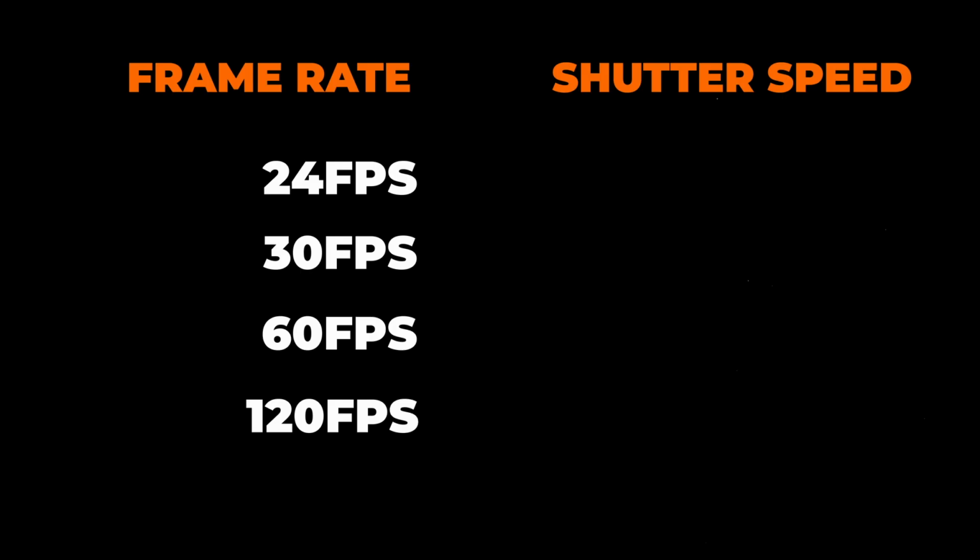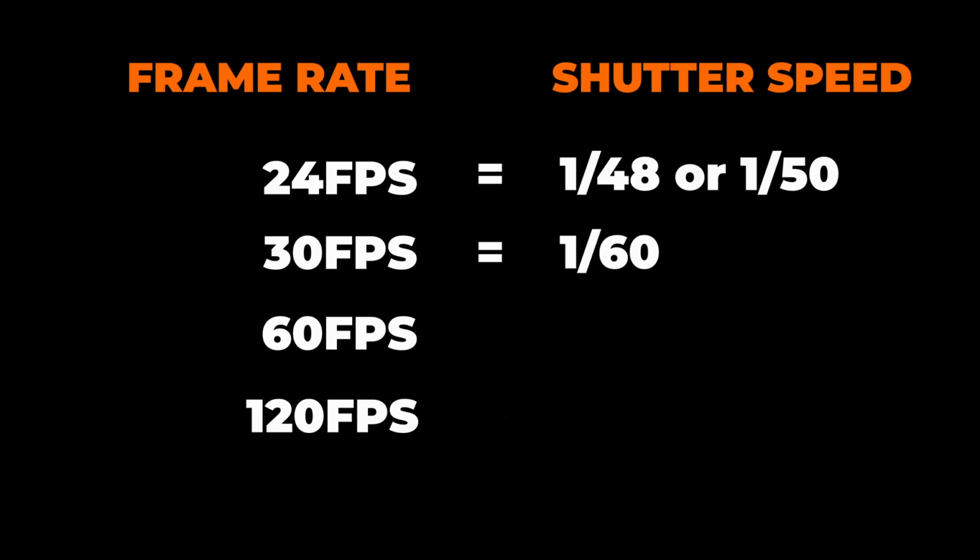Now your frame rate and shutter speed can be confusing, but what helped me understand the two, which ties it all together, is doubling your frame rate, or the 180-degree shutter rule. When choosing your frame rate at 24 FPS, 30, 60, 120, the rule is that you set your shutter speed to double the frame rate. So 24 would be 1 over 48 or 50, 30 FPS would be 1 over 60, 60 would be 1 over 125, 120 would be 1 over 250. Since there are more frames being recorded, this creates a natural motion blur, which allows for a realistic viewing experience.